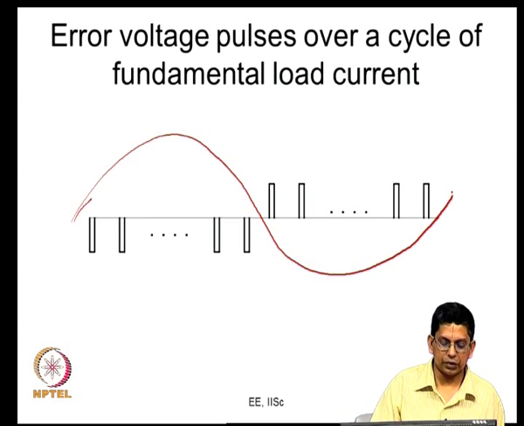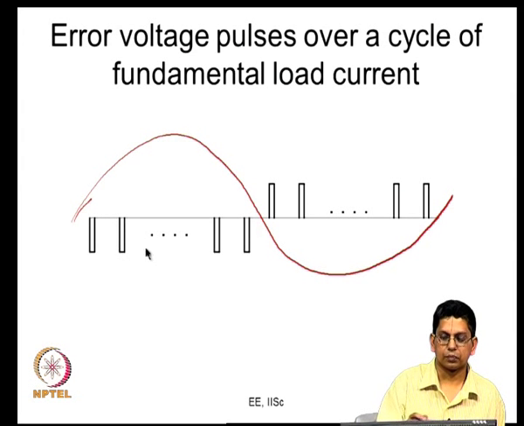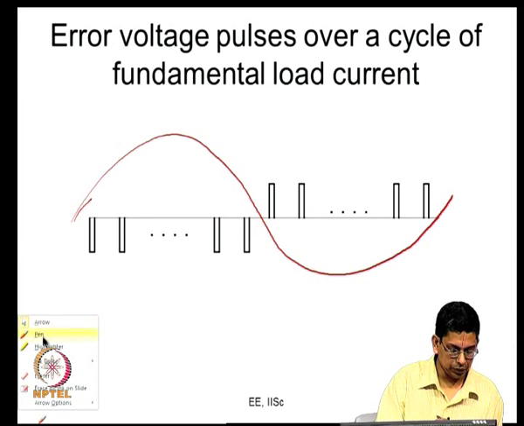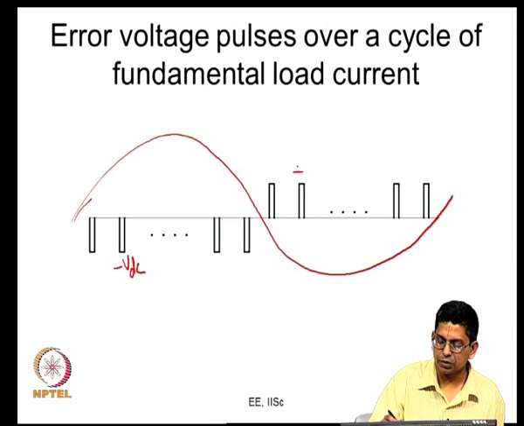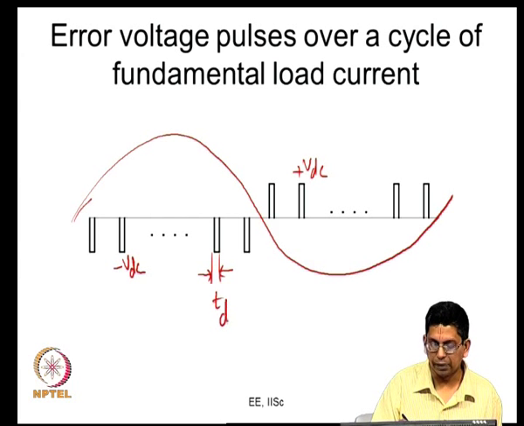So, in the positive half cycle of the current, you have these negative pulses, and in the negative half cycle you have positive pulses. This is minus VDC, this is plus VDC, and what is the width? This width is the delay time TD.